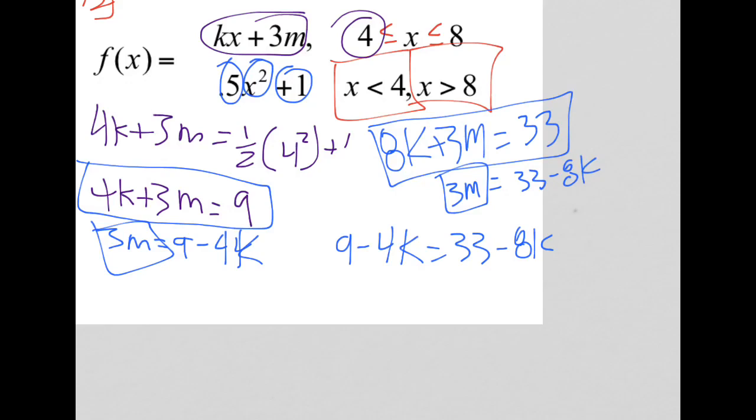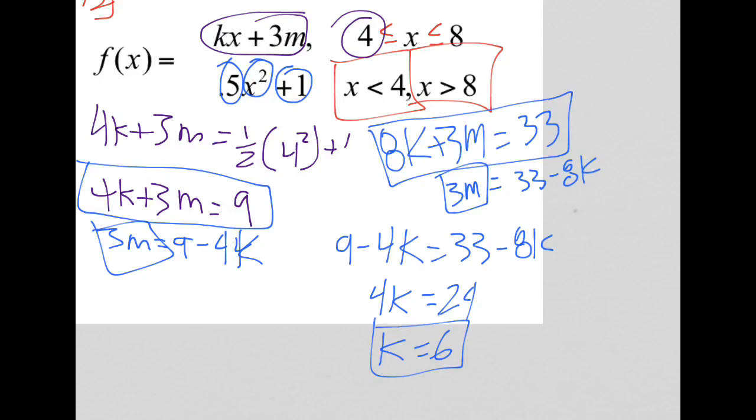Let's combine like terms. I'm going to add 8k to both sides, so I'm going to end up with 4k over here. I'm going to subtract 9 from both sides. 33 minus 9 is 24. And so divide by 4 on both sides, and you will get that k equals 6, which is awesome.